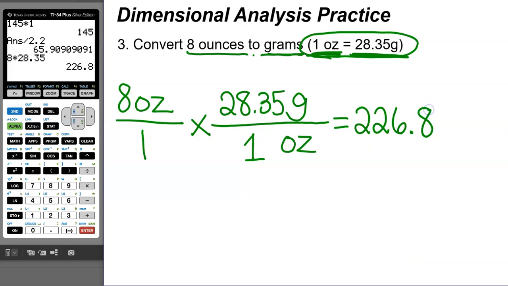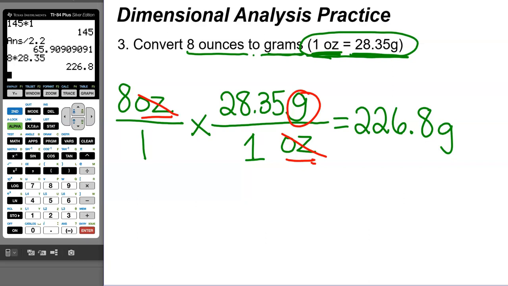226.8. Now we have to figure out some units here. Looking back at our problem, ounces is both in the numerator and in the denominator, so those are going to cancel out. And we'll be left with grams as our unit. And then our last step, of course, is to look at significant figures.